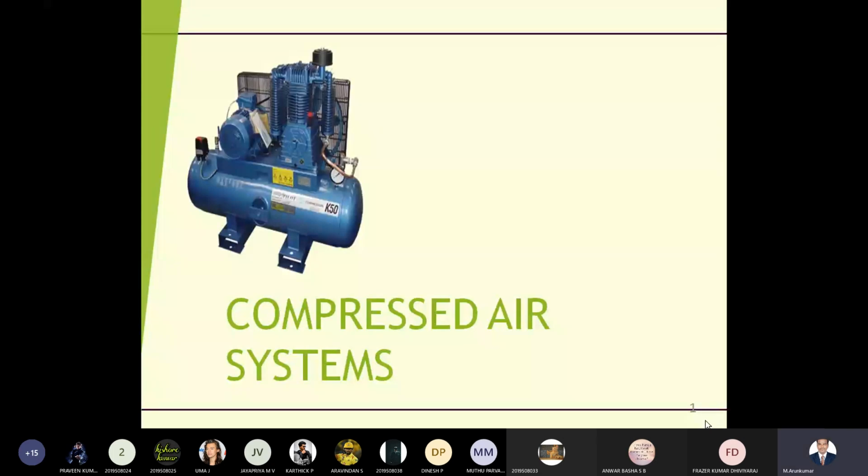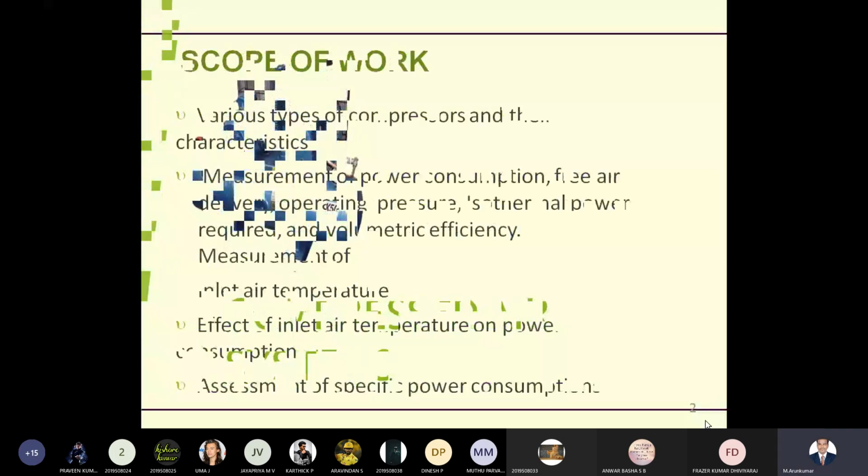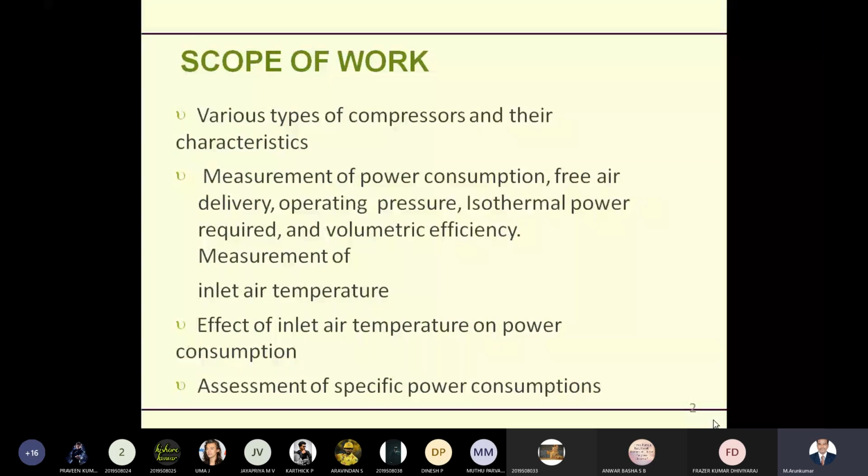Yes, sir. Okay, so today in this class, we are going to look at compressors, that is, the compressed air system. The scope is that various types of compressors and their characteristics have to be studied. Then measurement of power consumption, free air delivery, operating pressure, isothermal power required, and volumetric efficiency also have to be considered while choosing the compressor. Then measurement of inlet air temperature, the effect of inlet air temperature on power consumption, and the assessment of specific power consumption are also to be studied.